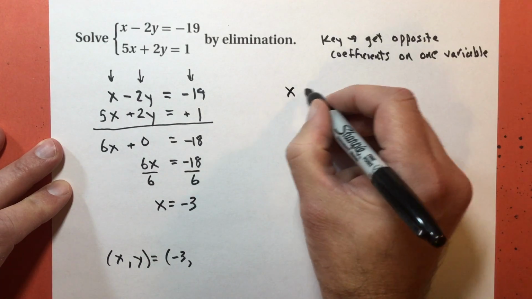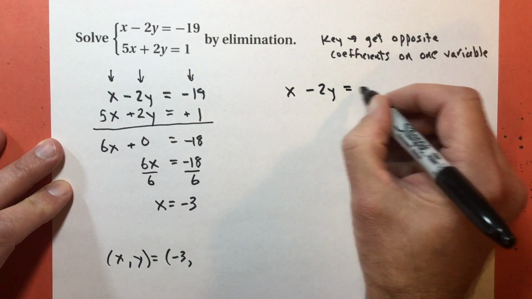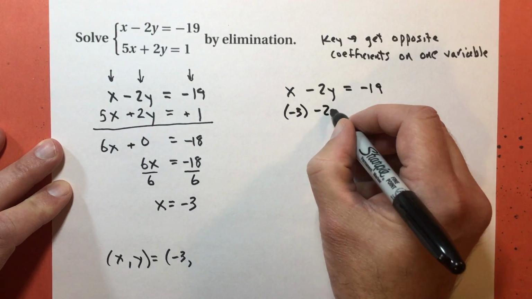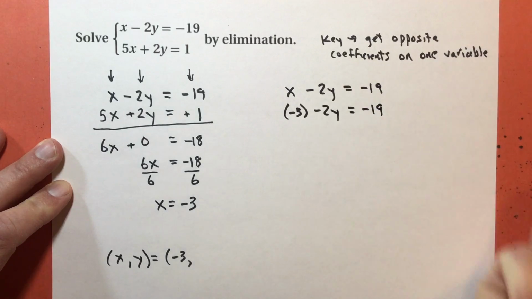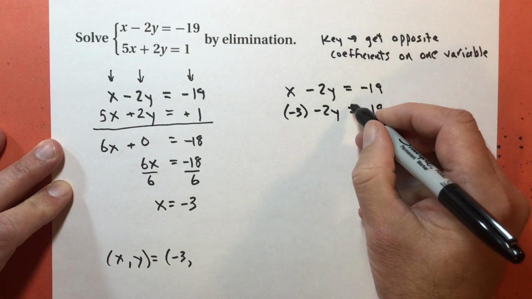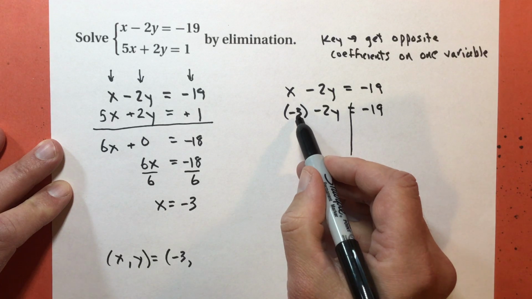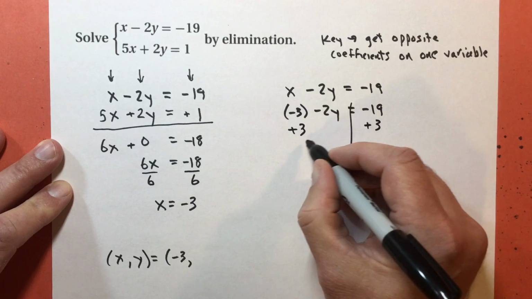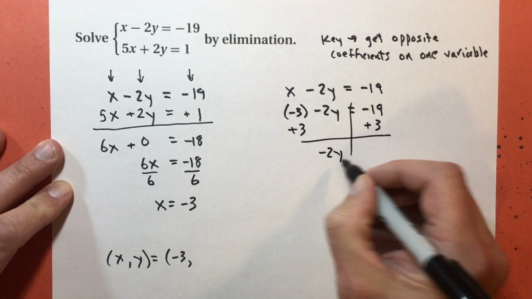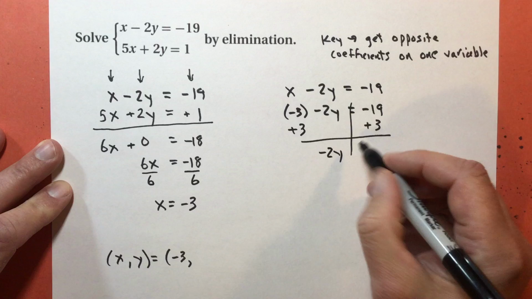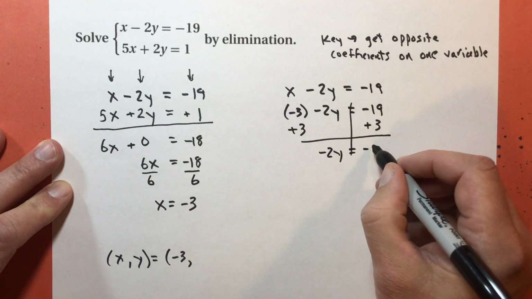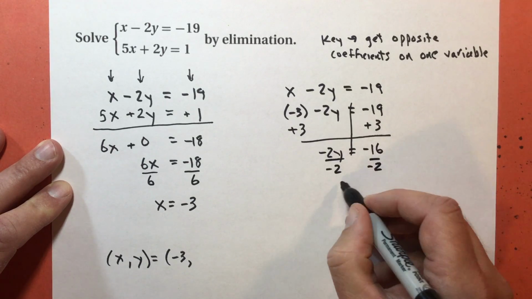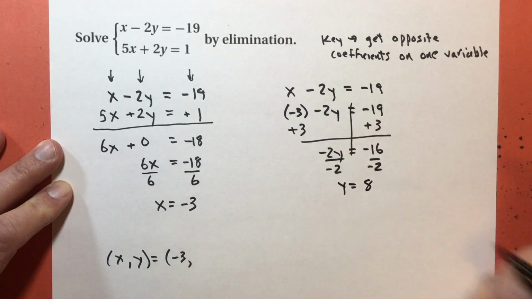So I'm going to do x subtract 2y equals negative 19. And I replace the x with negative 3. So now I'm going to solve for y. The opposite of adding negative 3 is add positive 3. So I'm going to add positive 3 to both sides. The negative 2y didn't change. Negative 19 plus 3 equals negative 16. And dividing by negative 2, I get y equals positive 8.